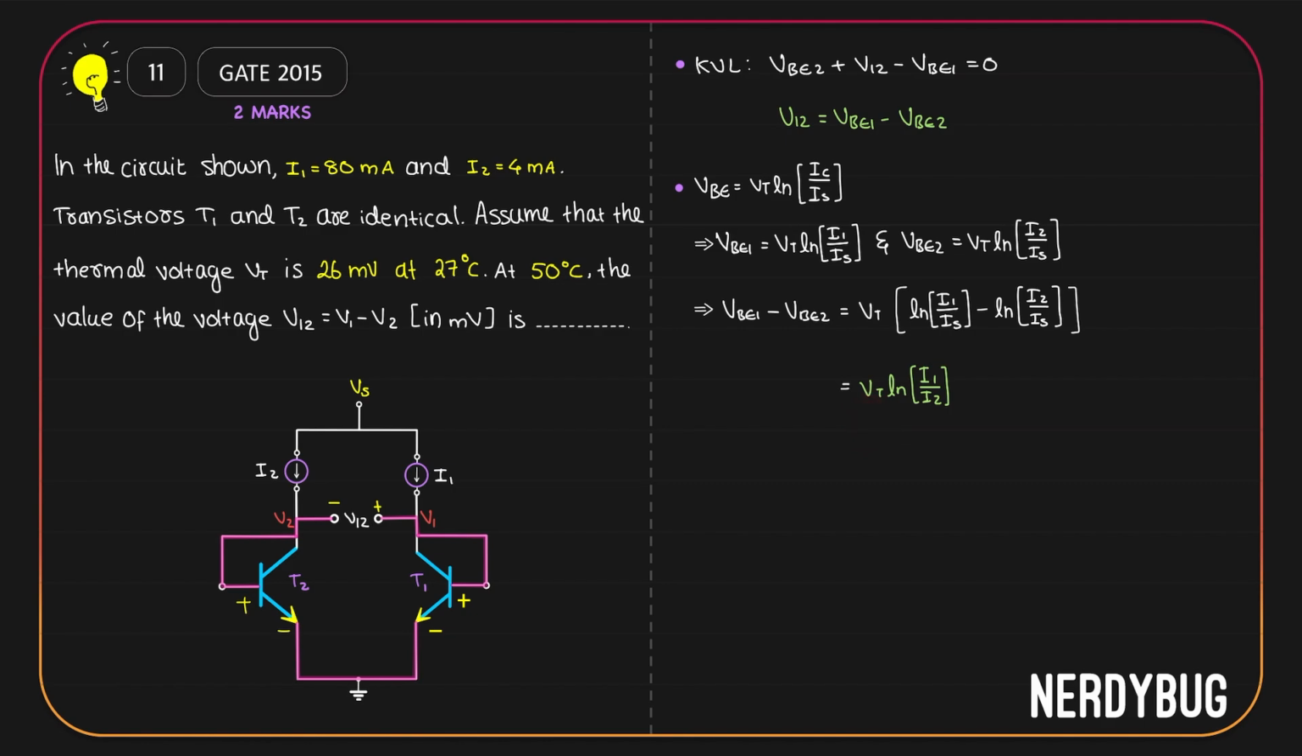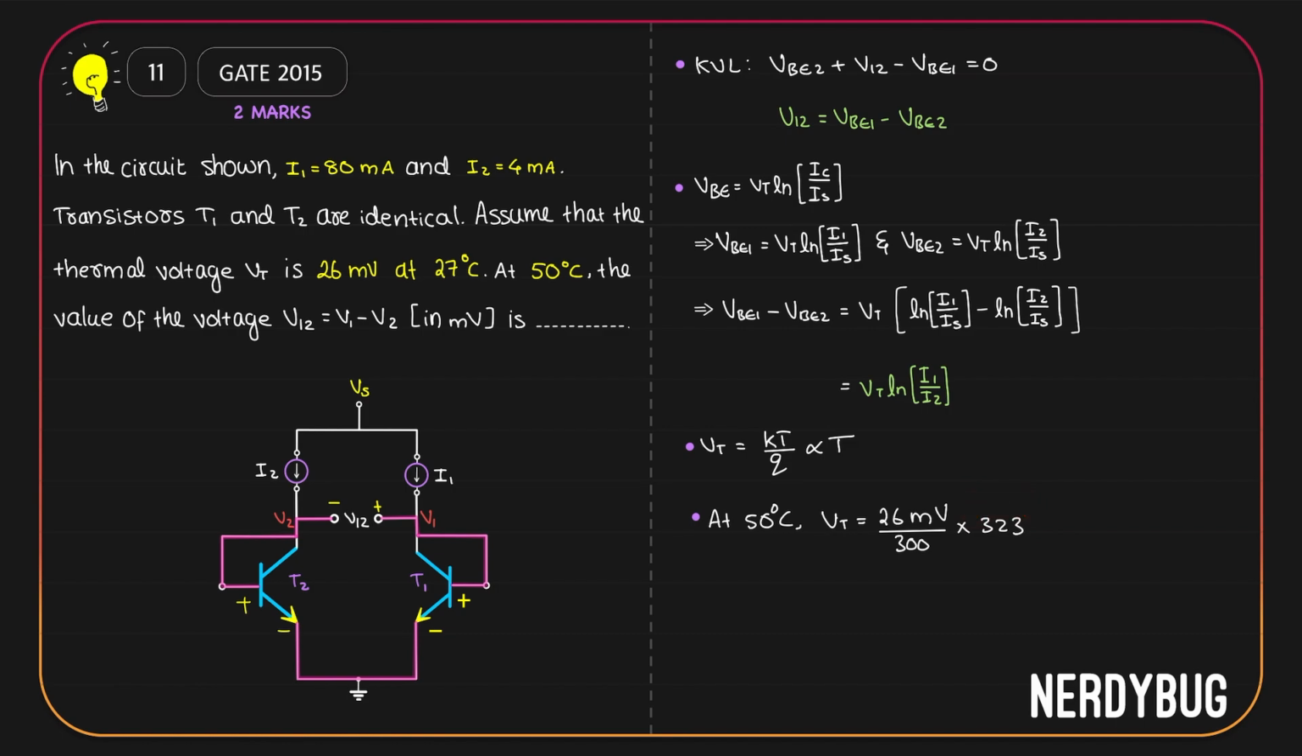It is easy because we know VT is kT by q. k is a constant, q is a constant, so thermal voltage is proportional to the temperature. But one thing to keep in mind is we have to take temperature in Kelvin. So at 50 degrees Celsius, thermal voltage will be 26 millivolt divided by 300 Kelvin, which is 27 degrees Celsius, multiplied by 323 Kelvin, which is 50 degrees Celsius.